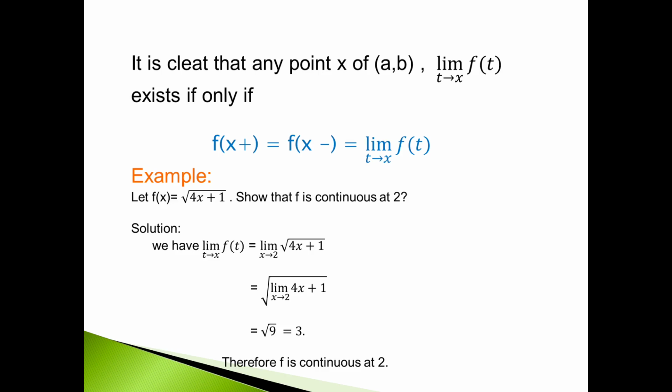Now let us see the example. Consider the function f of x equals the square root of 4x plus 1. Show that f is continuous at 2. Solution: by using the limit concept of continuity, the limit as t tends to x of f of t is equal to the limit as x tends to 2 of the square root of 4x plus 1, which is equal to the square root of the limit as x tends to 2 of 4x plus 1. So apply the x value as 2. After calculating, we have the value 3. So this is the limit value of f. Therefore, we say that f is continuous at 2.